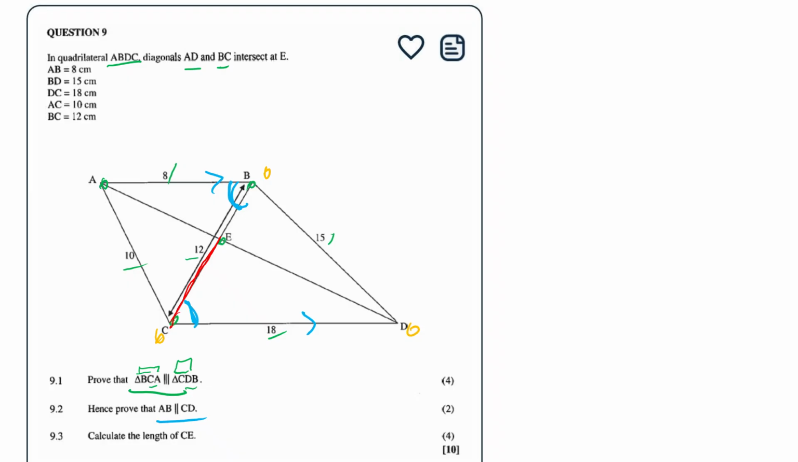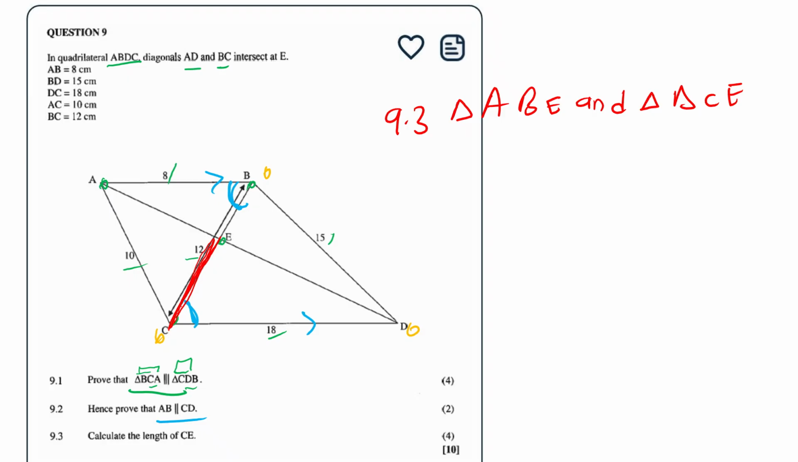Therefore now 9.3. So CE is the length in red, right? Calculate the length of CE is 9.3. CE is the length in red. So therefore now 9.3. Also we can use the triangle ABE and triangle DCE. So here you are trying to tell the person who will be marking your script that I'm working on triangle ABE and triangle DCE.